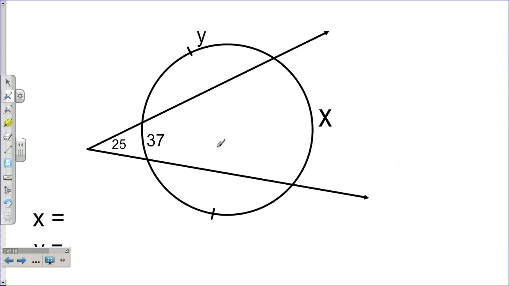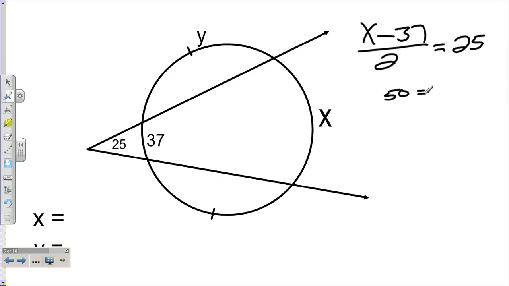Okay? Last one, same thing. The larger arc, x, minus the smaller arc, 37, divided by 2, equals this angle, 25. Okay, 2 times 25 is 50, and that equals x minus 37. Then I add 37. So I'd have 87 equals x. That means this arc right here is 87 degrees.